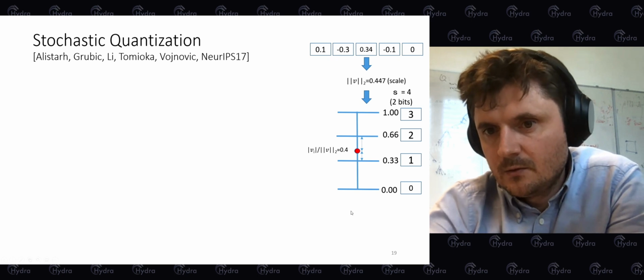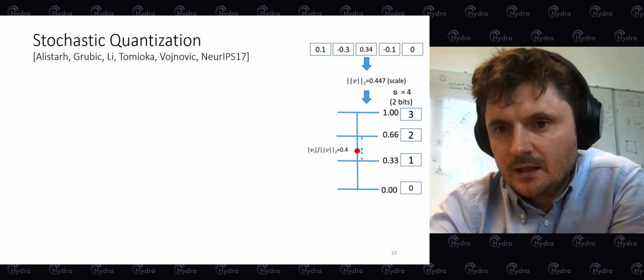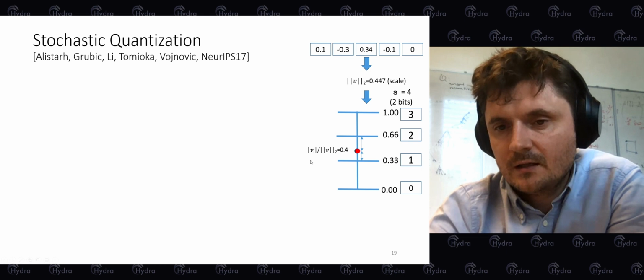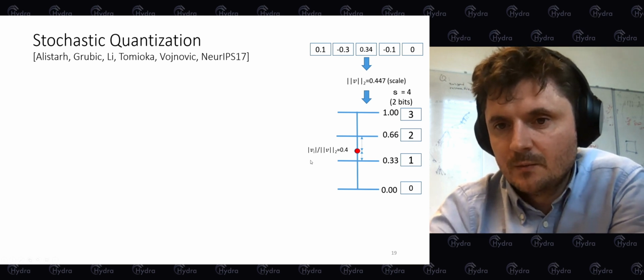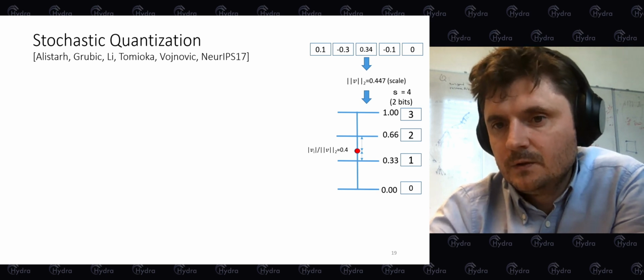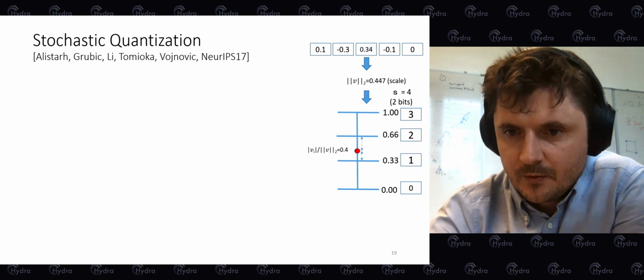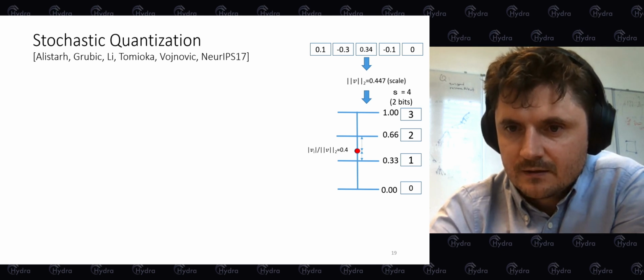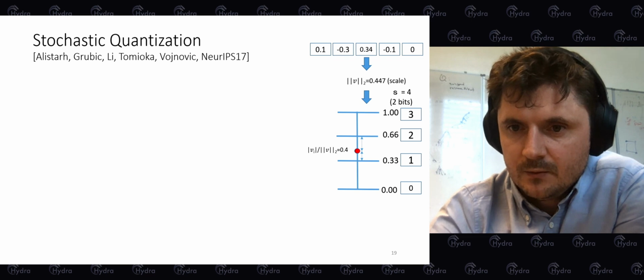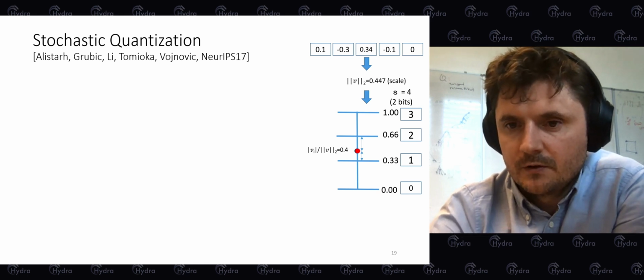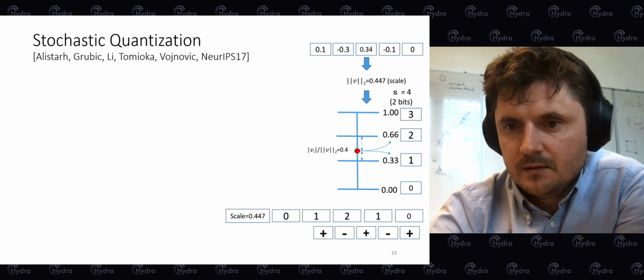So now a reasonable question is, how do I do this? I don't want to send this value in plain text. I want to compress it somehow. I'm going to map it to one of these 2 levels. I'm going to do this in a randomized way. So I'm going to flip a coin, and with probability proportional to this distance I'm going to map it here, and with probability proportional to this distance, I'm going to map it onto level 1. I'm going to replace it with 0.33. Okay, so basically, I'm going to map it to one of these two values in a randomized way.